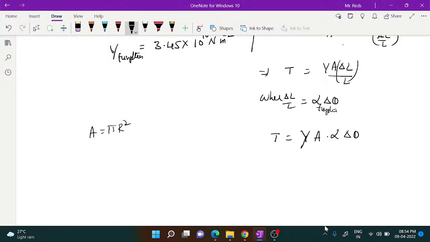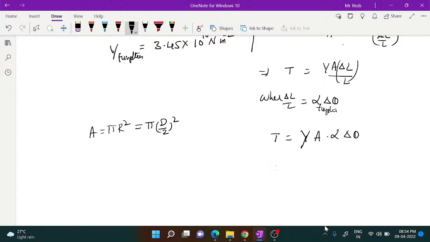As it is having a diameter, it is supposed to have some radius, that is, a cylindrical structure. So you can take the area as pi r square. But the radius is not given, the diameter is given. So you can write it as pi into radius, which can be expressed as diameter by 2, whole square.